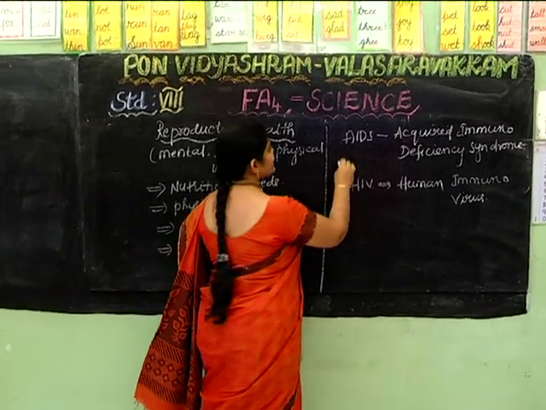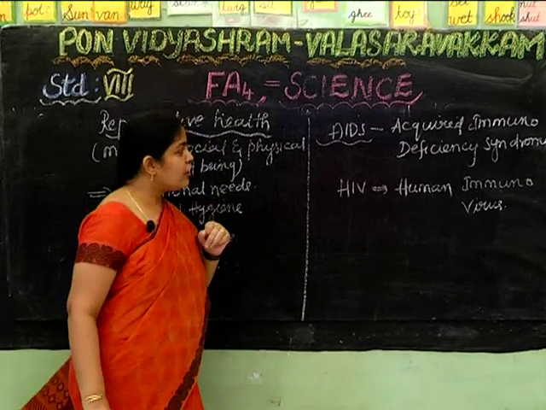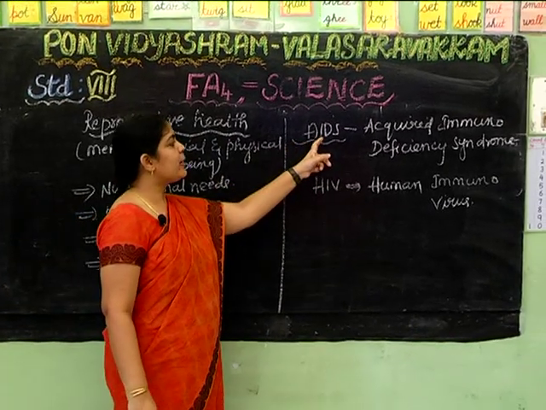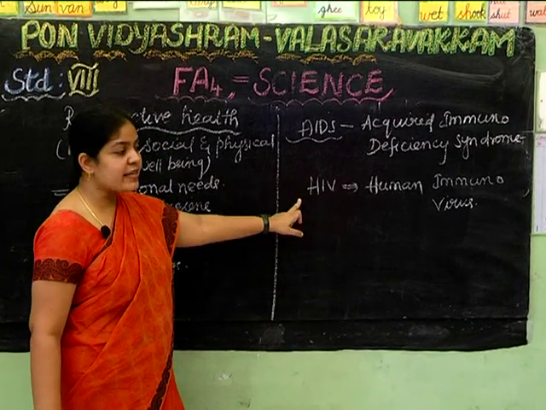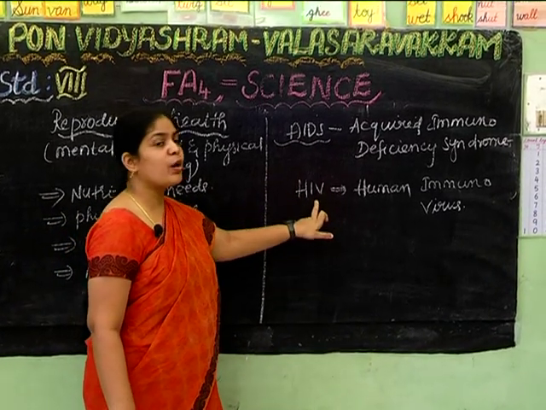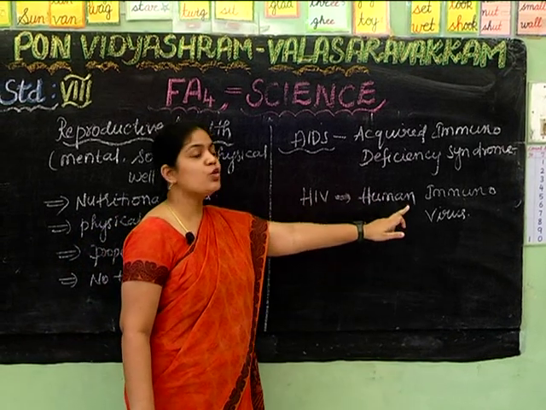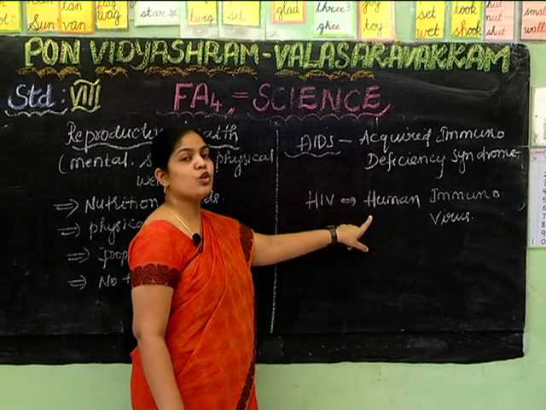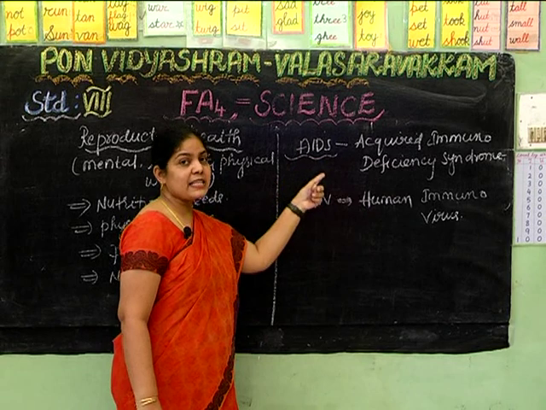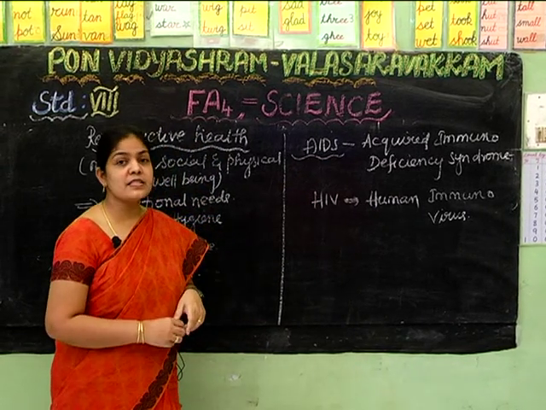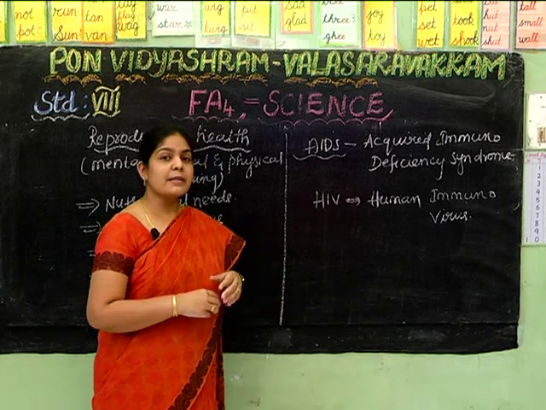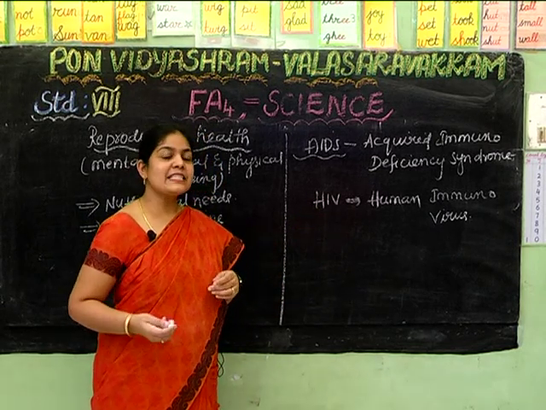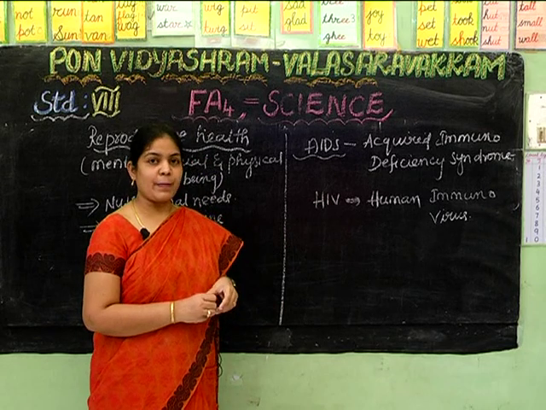The next topic for discussion is AIDS. The full form of AIDS is acquired immunodeficiency syndrome, which is caused by a virus called HIV. The full form of HIV is human immunodeficiency virus. If this virus attacks the human body, it destroys the immune system, and the person affected with this virus becomes vulnerable to all diseases and loses resistance power.